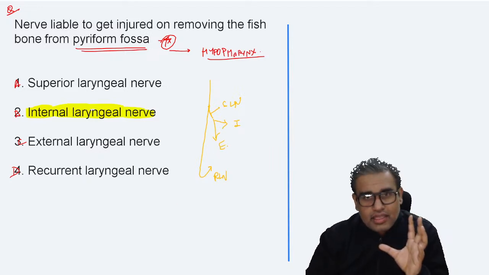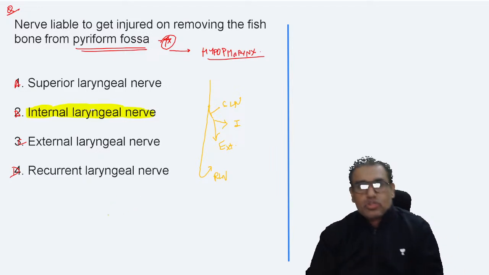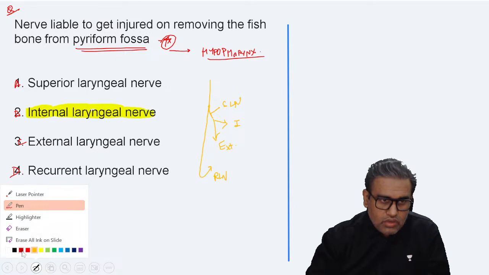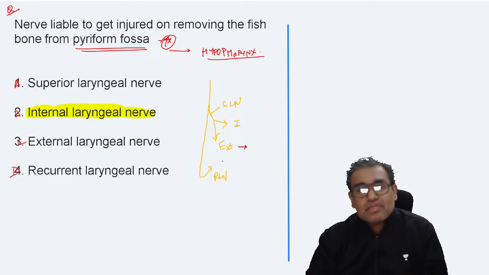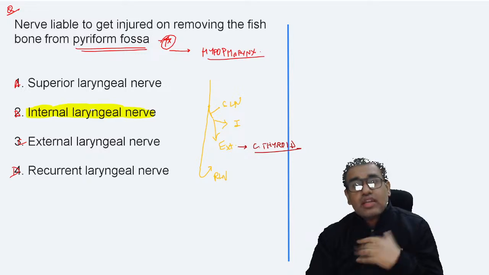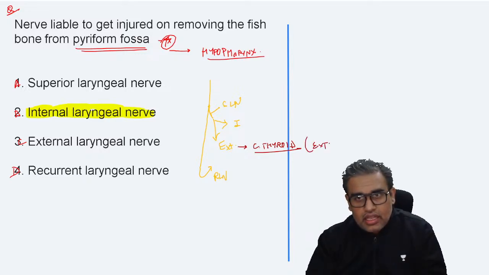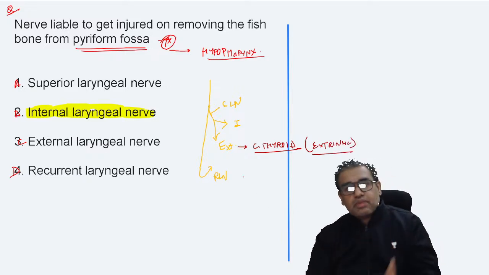Why are we calling the external laryngeal nerve external? Because it should be supplying something externally, and that is what happens. It supplies a muscle, the cricothyroid. It is present outside the cricoid and thyroid cartilage, not inside the larynx. It is the only extrinsic muscle of the larynx, present outside and supplied by the external laryngeal nerve.